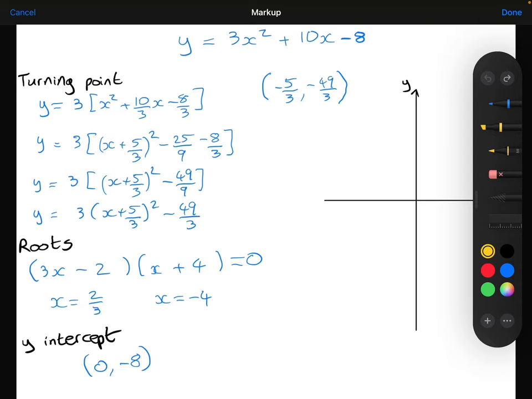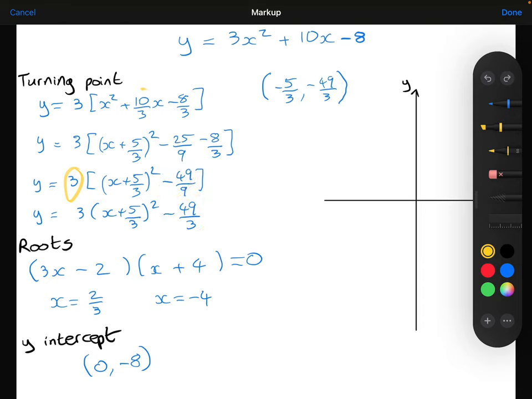Next, I've completed the square. So I halved the 10 over 3x. So half of the 10 over 3 is 5 over 3. I've then subtracted 5 over 3 squared. And then the minus 8 over 3 is there. Next, I combined these together. Minus 25 over 9 minus 8 over 3 is minus 49 over 9. Next, I multiplied out the square brackets. 3 times this is this. 3 times this is this.